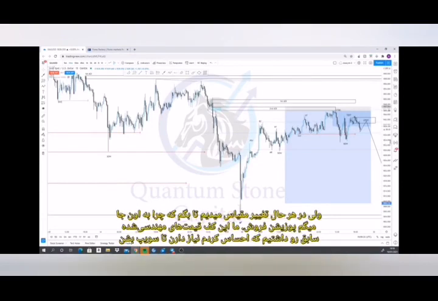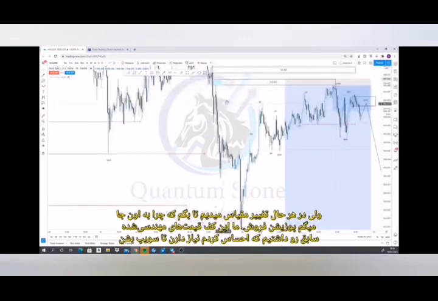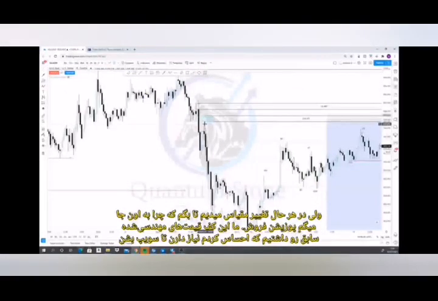But anyways, scaling into why I sort of called this short there, we did have this prior engineered high which I felt needed to be swept.